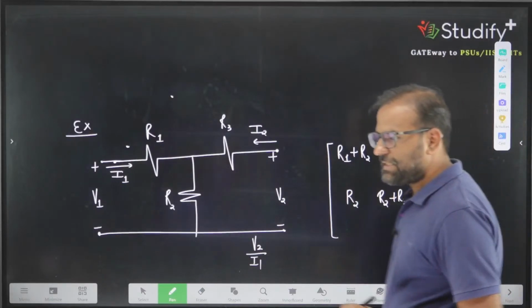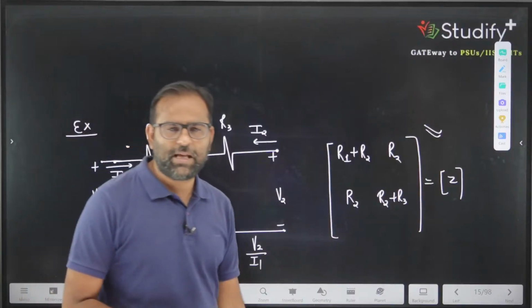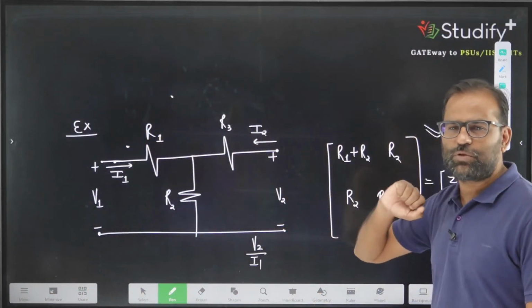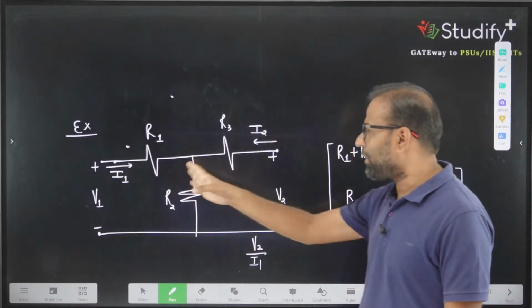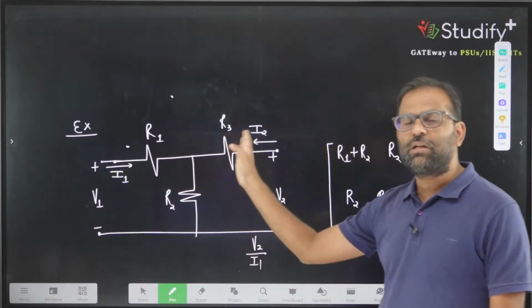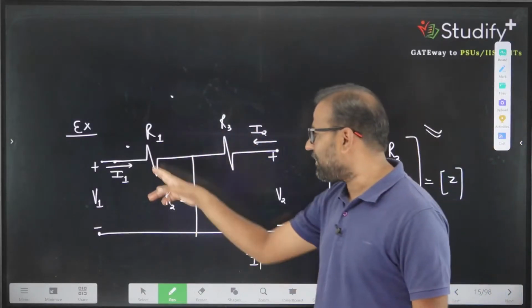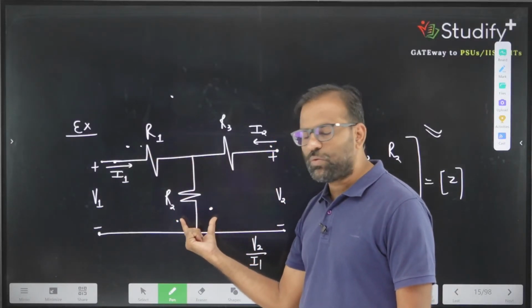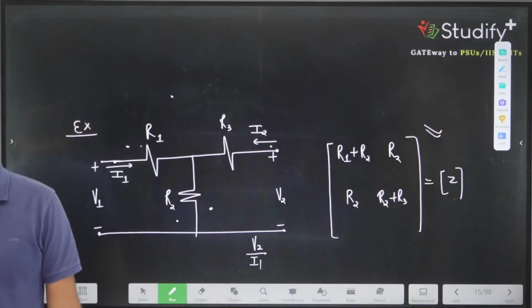Which type of parameter is it? Z parameter. Like, a question on this concept also came in GATE 2025, where a delta network was given and it asked to calculate the Z parameters. So the answer is that you convert that delta into a star, so that you can answer it directly. By looking at the network you can answer it. What is Z11? Sum of these two. What is Z22? Sum of these two. And what are Z12 and Z21? This is R2. I hope this is clear.